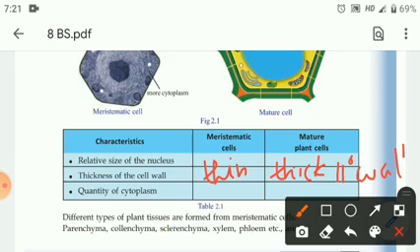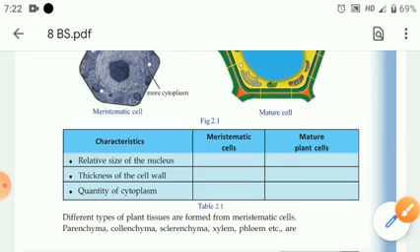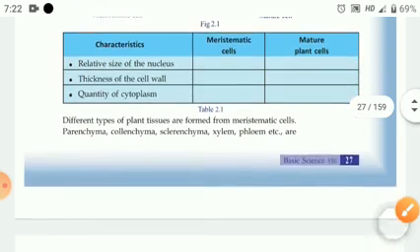And then the quantity of cytoplasm: in the meristematic cells it is more, but in the mature cells it is very less. You can write very less. Okay, this is about the comparison.